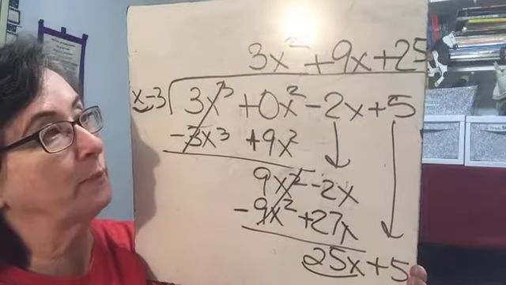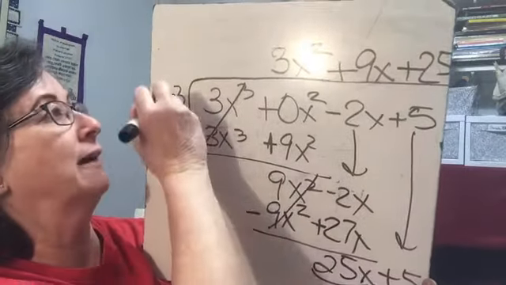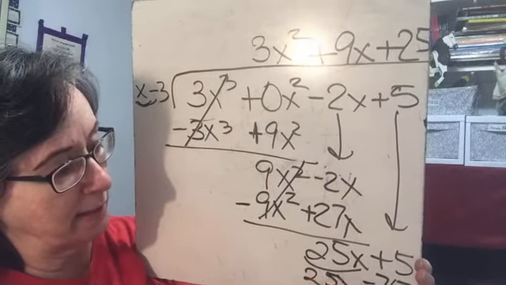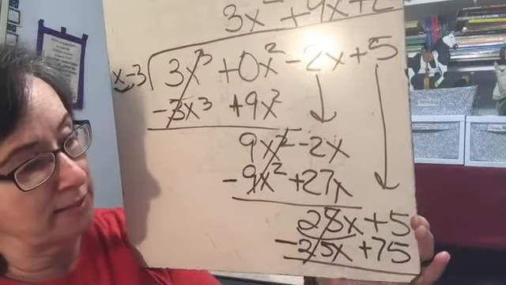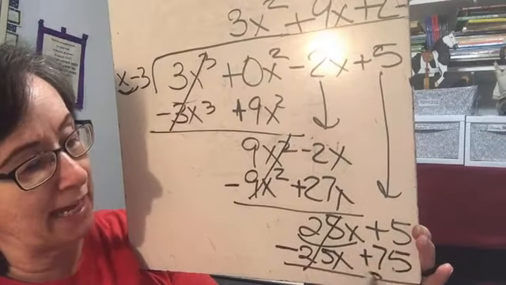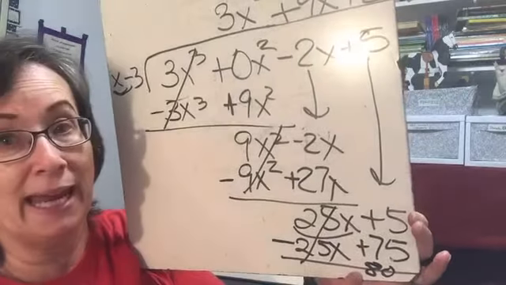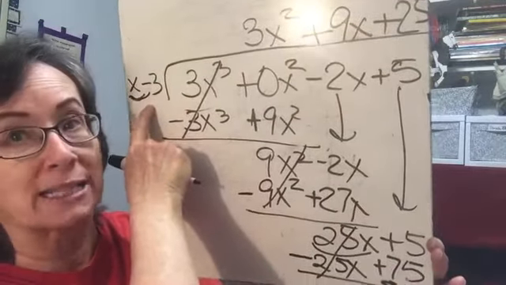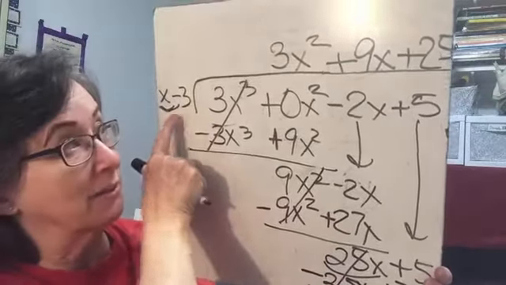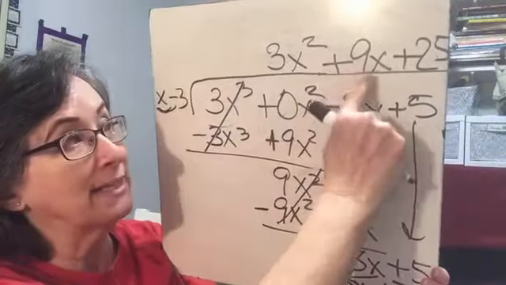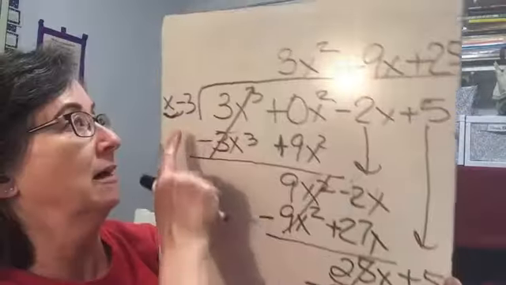Almost out of room on my board. 25 times a negative 3 is a negative 75. 25 times an x is a 25x. I'm subtracting, so I change both signs. This cancels. 75 plus 5 is 80. Okay, so now I have nothing else to bring down. So 80 is going to go over x minus 3 as my remainder. So my whole answer is 3x squared plus 9x plus 25 plus 80 over x minus 3.